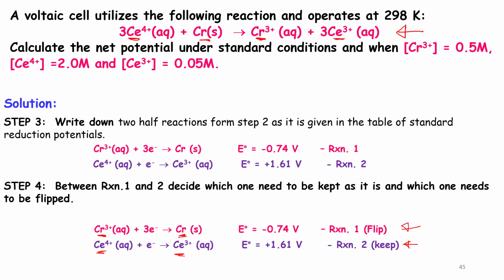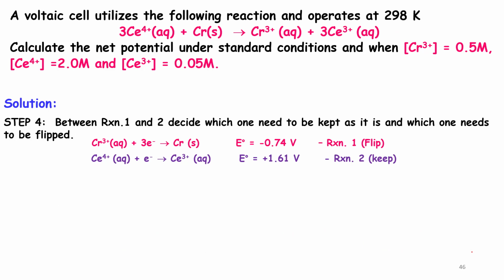Once you flip one of the half reactions, it is very clear that that is what is going to serve as the oxidation reaction. So this is the reaction that is undergoing oxidation once you flip it, and then the other one is going to undergo reduction. So this is the one that is going to undergo reduction. Okay, so we're going to go ahead and actually flip the reactions.